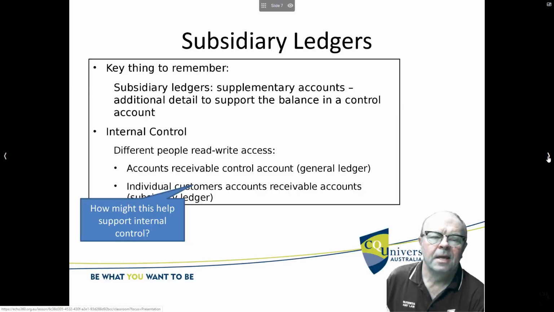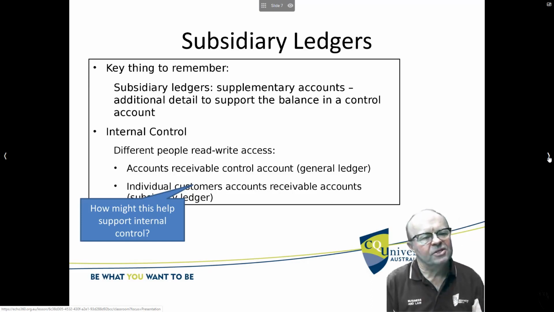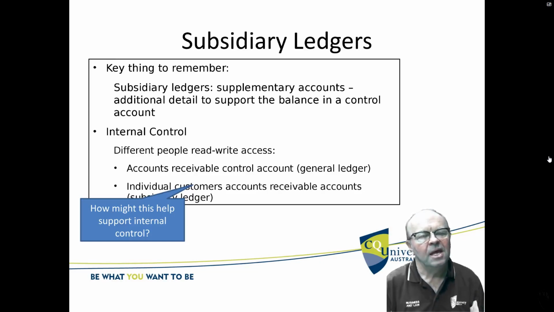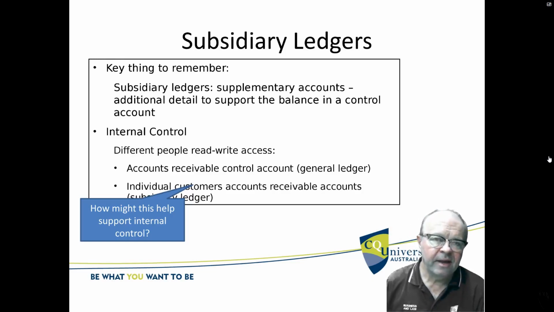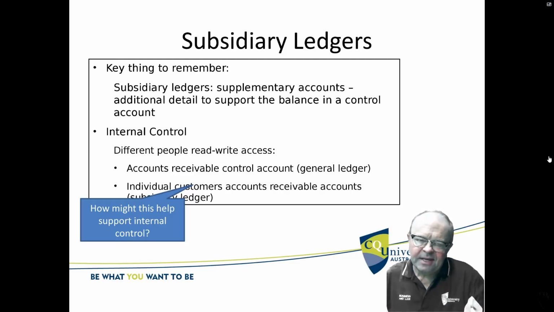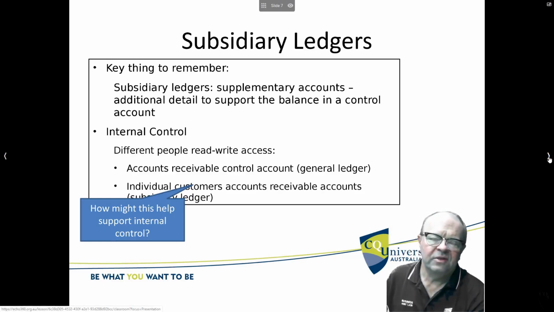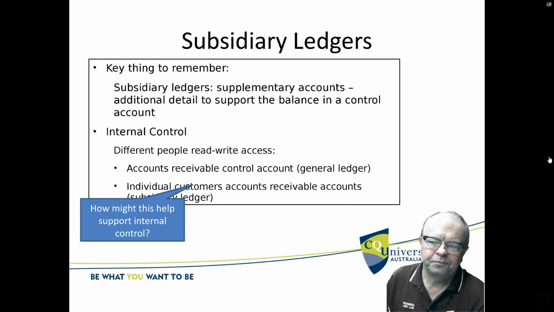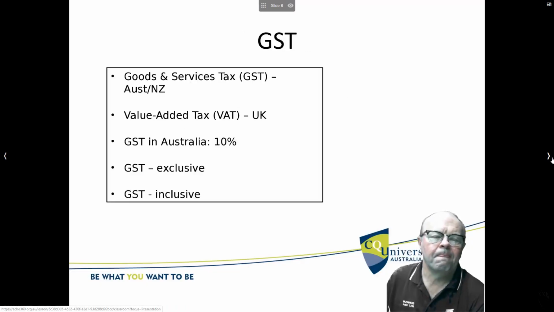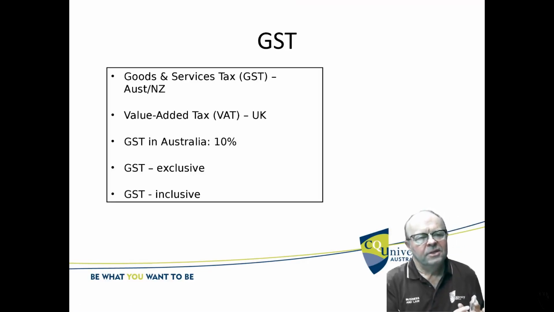So how might having these subsidiary ledgers help support internal control? Well, for all those accounts, like accounts receivable, accounts payable, could be inventory, can be various non-current assets, plant and equipment and so on. By separating out the general ledger and the subsidiary ledger and having different people recording in them and having access to them, this can reduce the opportunities for one individual to cause trouble in the accounts. So that's an introduction to the ledgers.